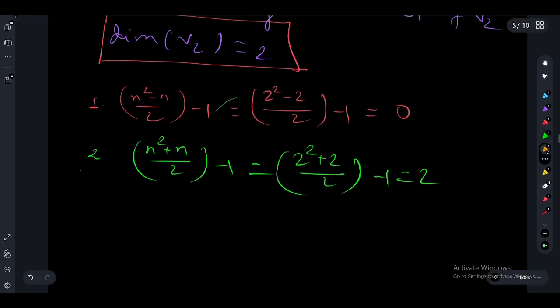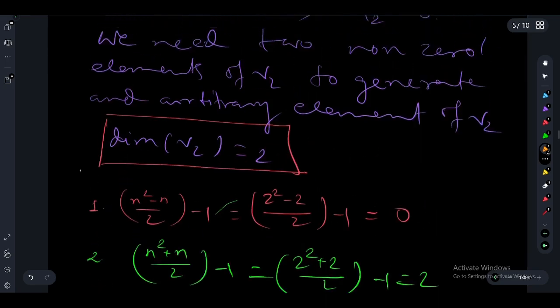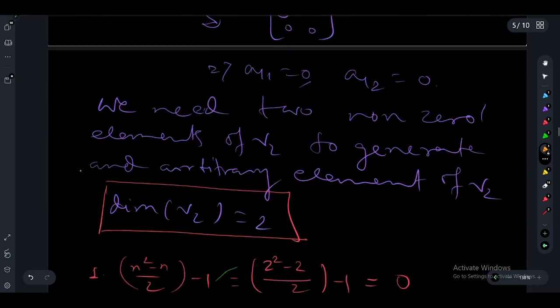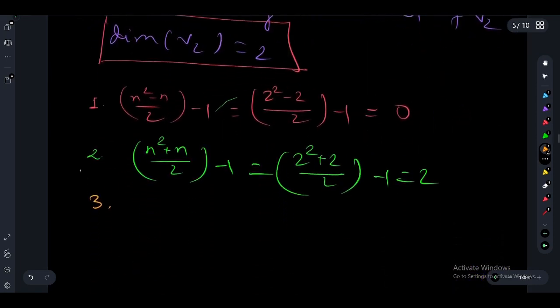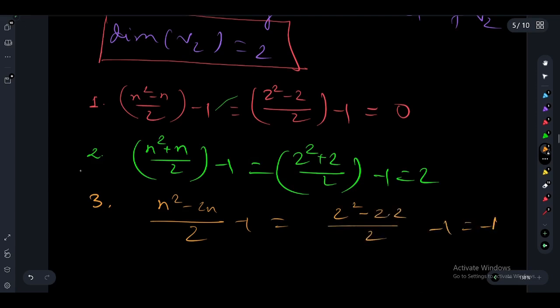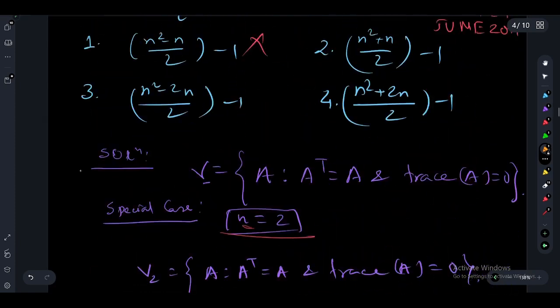Now let's check option 3. For option 3 it is n square minus 2n by 2 minus 1. So in that case we have 2 square minus 2 into 2 by 2 minus 1, which simplifies to minus 1, and minus 1 cannot be the dimension of any vector space. So option 3 is incorrect.